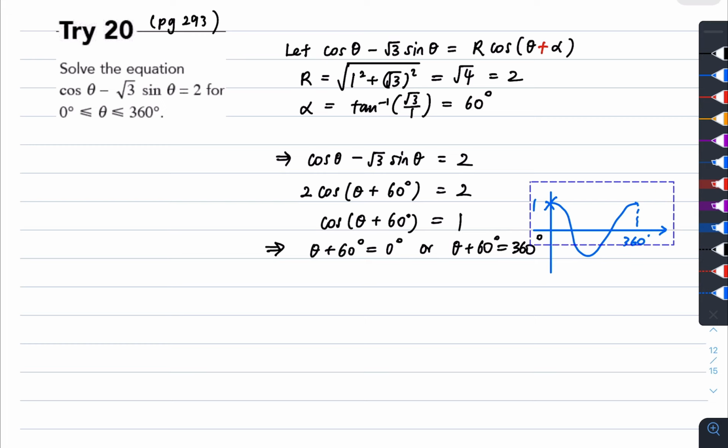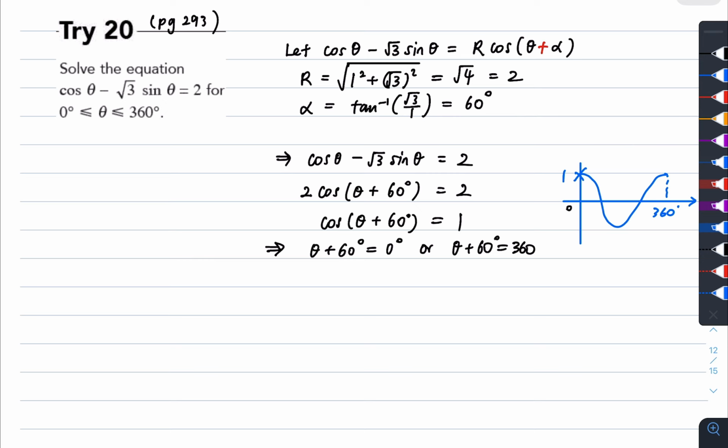Let me shift this up, easier this way. It's at 0 degrees and 360 degrees over here. So with this one, theta is equal to negative 60 degrees, and we check whether it falls inside this range. It does not fall, it falls outside, so this one we reject. We put NA, or we can put reject, because theta must be positive. So this one, theta is equal to 300 degrees. This is the only place where it will be accepted for this question.